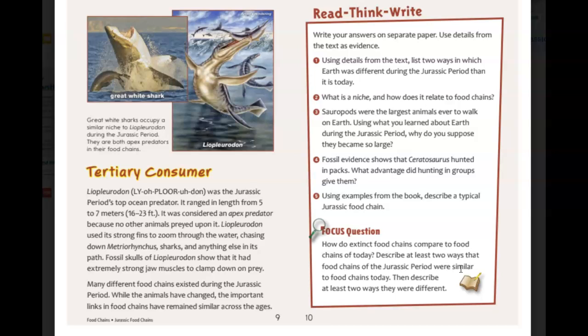Many different food chains existed during the Jurassic period. While the animals have changed, the important links in food chains have remained similar across ages. Great white sharks occupy a similar niche to the Liopleurodon during the Jurassic period. They are both apex predators in their food chains.